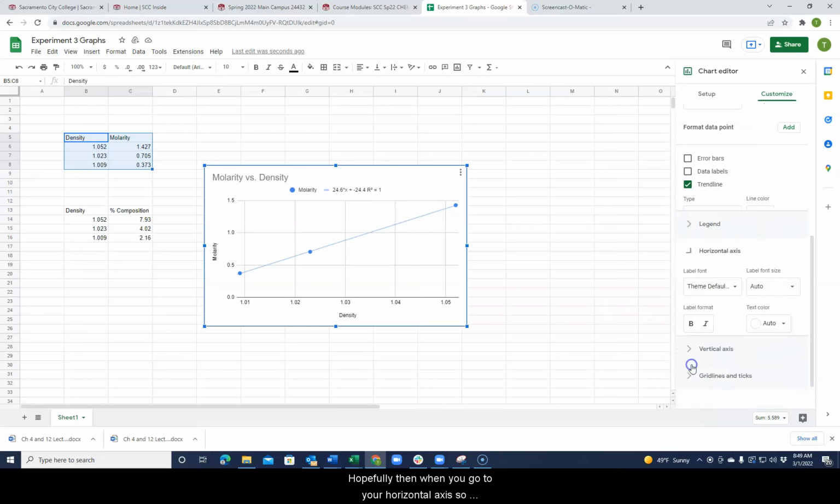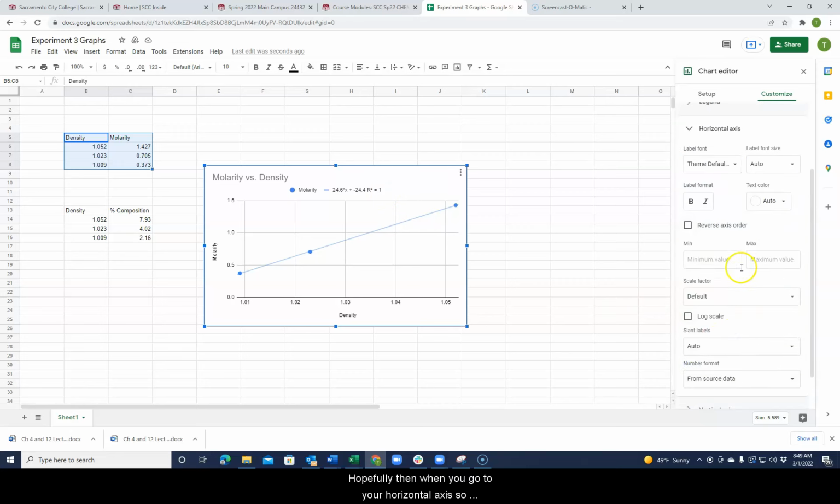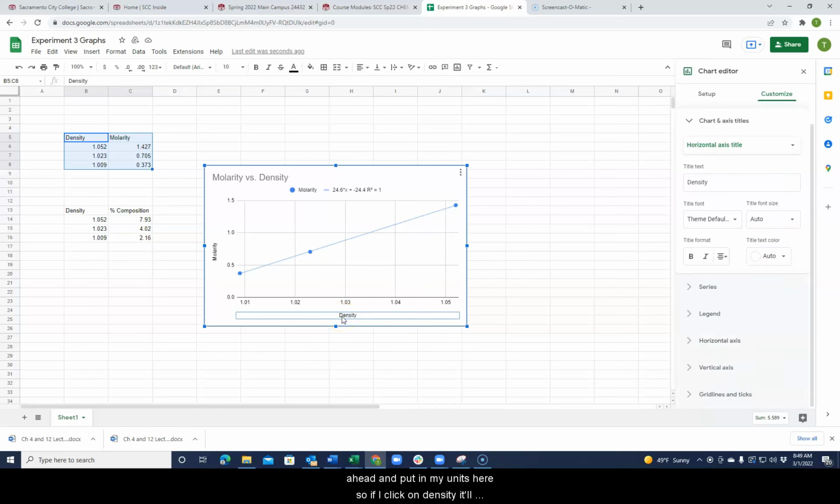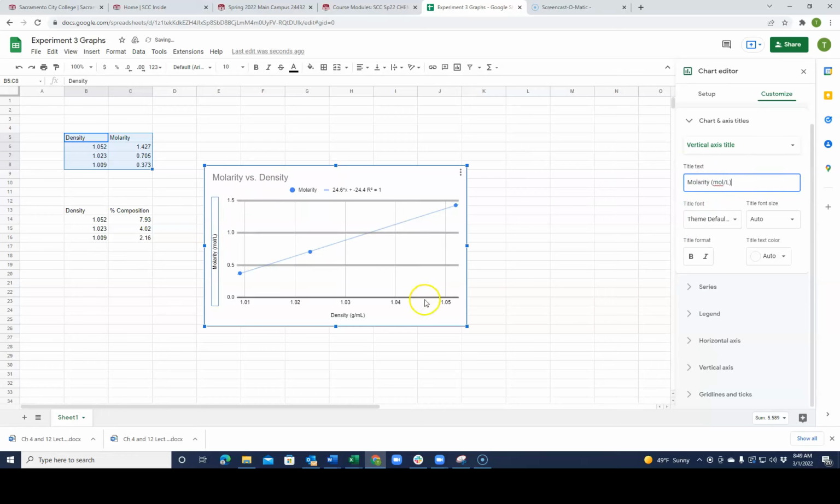Hopefully then when you go to your horizontal axis, here, how do we want to label this? I'm just going to go ahead and put in my units here. So if I click on density, it'll pop up the title text. So I'll put in my unit there, gram per mil. And then I'll click on molarity. Now it'll let me put in my units there. Okay, and then this graph is done.